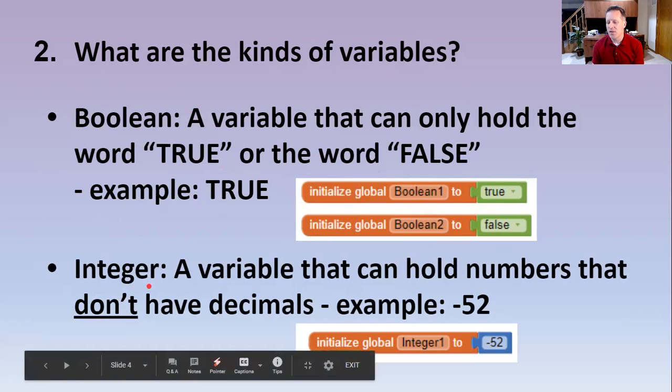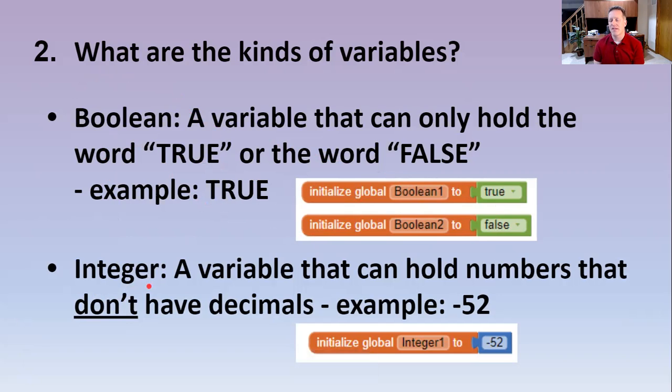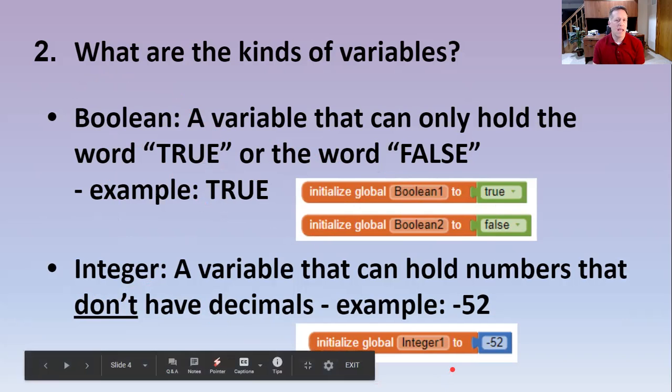Okay, now you might know that word from math class, and in math class and in computer science, that word basically means more or less the same thing. It's a number that does not have a decimal or a fraction part to it. So it can be positive, it can be negative, it can be 0. It just can't have decimals or fractions. Okay, so in the example here, negative 52. And again, you can see exactly what those blocks would look like.